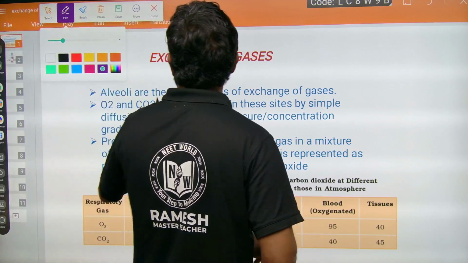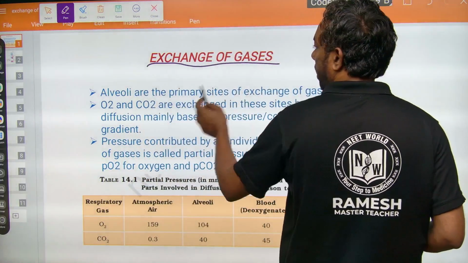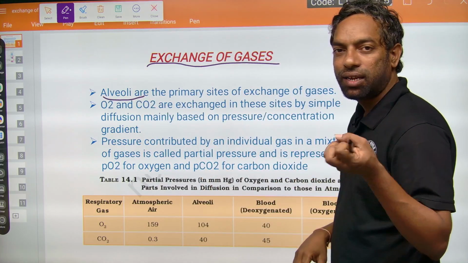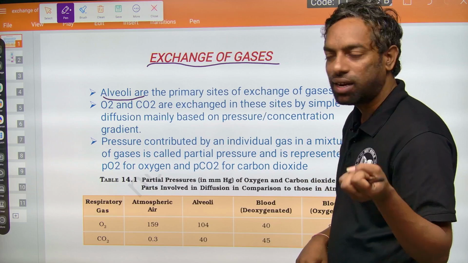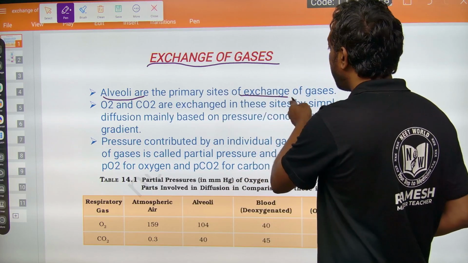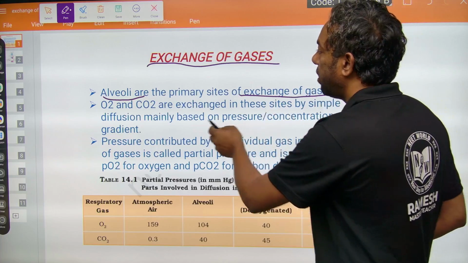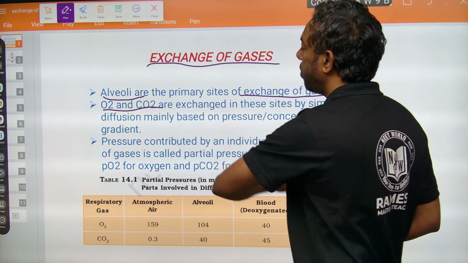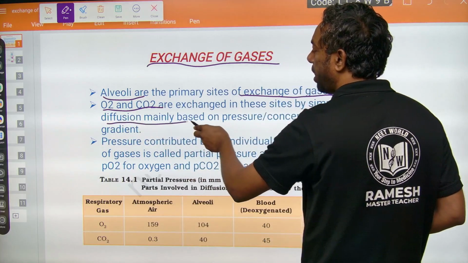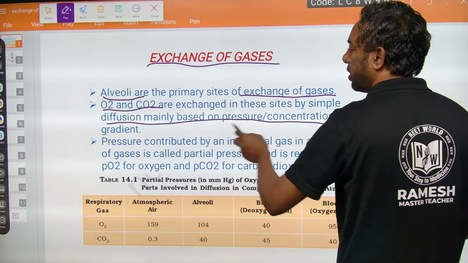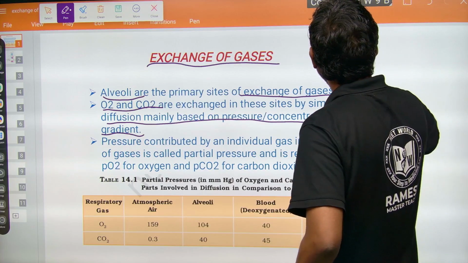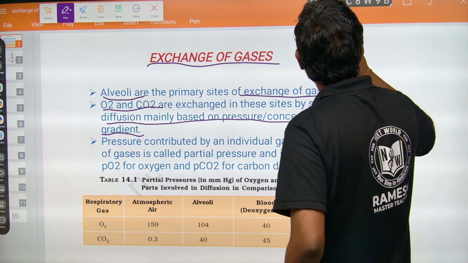The exchange of gases happens mainly in the alveolus, nothing but the lungs. The alveoli are the structural and functional unit of the lungs. They are the primary site of exchange of gases. The gases O2 and CO2 are exchanged at these sites by simple diffusion, mainly based on the pressure concentration gradient. Here, this is the alveolus.